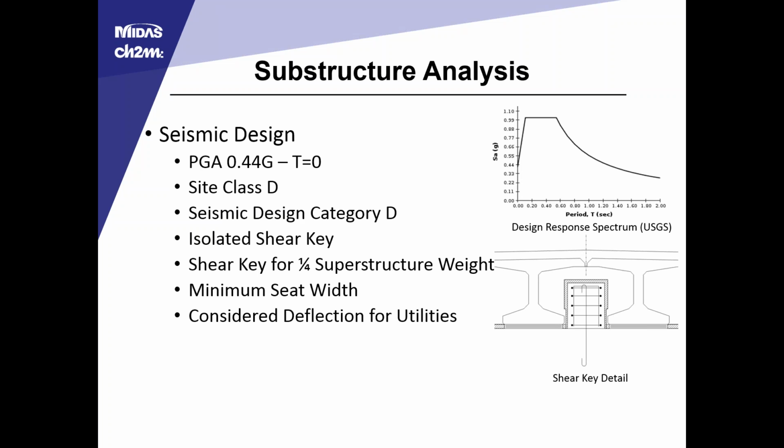Also, we detailed for the minimum seat width following the seismic design criteria, and consider deflections within reason to maintain enough space around the utility that we won't have a shear failure in the utilities if we do get some differential displacement between the superstructure and the substructure.